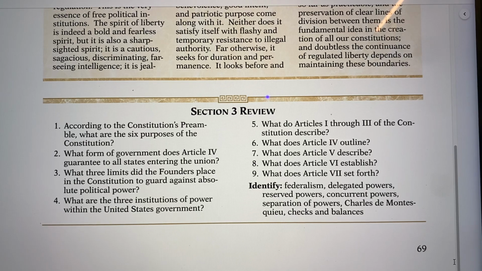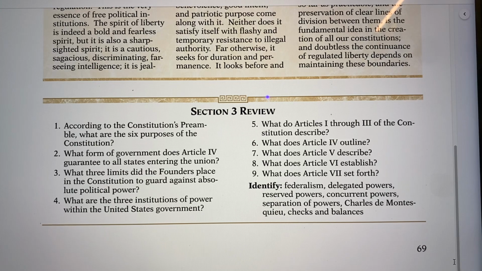Article 6, number 8, says Article 6 is the linchpin of everything, basically saying that the Constitution will be the supreme law of the land. Any laws or treaties or anything we have has to go through the Constitution. The judges in the federal and state courts will all come under the Constitution of the United States. Number 9 says that Article 7 basically says how the Constitution shall be ratified.